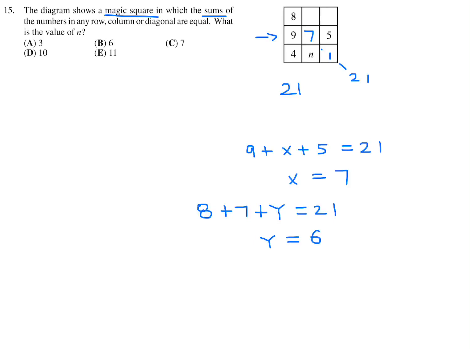So as we slowly fill this magic square, everything's starting to come together. And then finally we can now look at this row. 4 plus n plus 6 is 21. So therefore n is equal to 11. So that would be choice E.